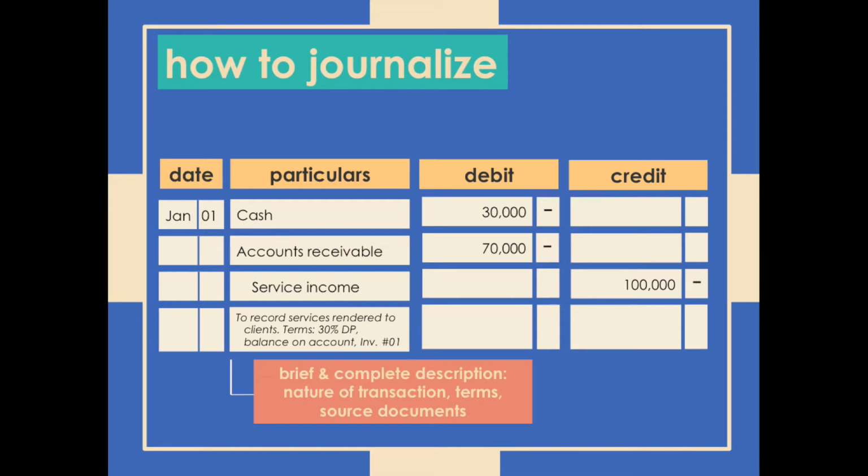Make sure to include the nature, for example, is it a sale, an investment, a provision of service, and so on. The terms, for example, was it paid in cash or on account? And also the supporting documents relating to the transactions like invoices, receipts, memos, and checks.